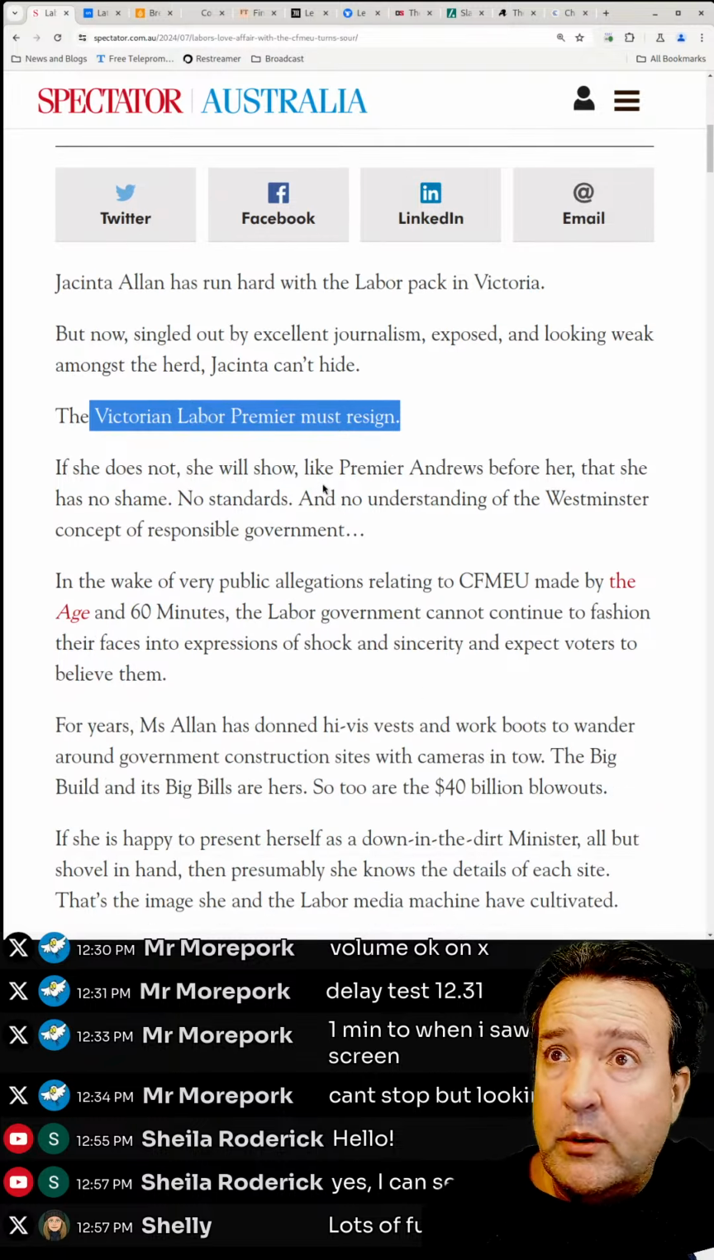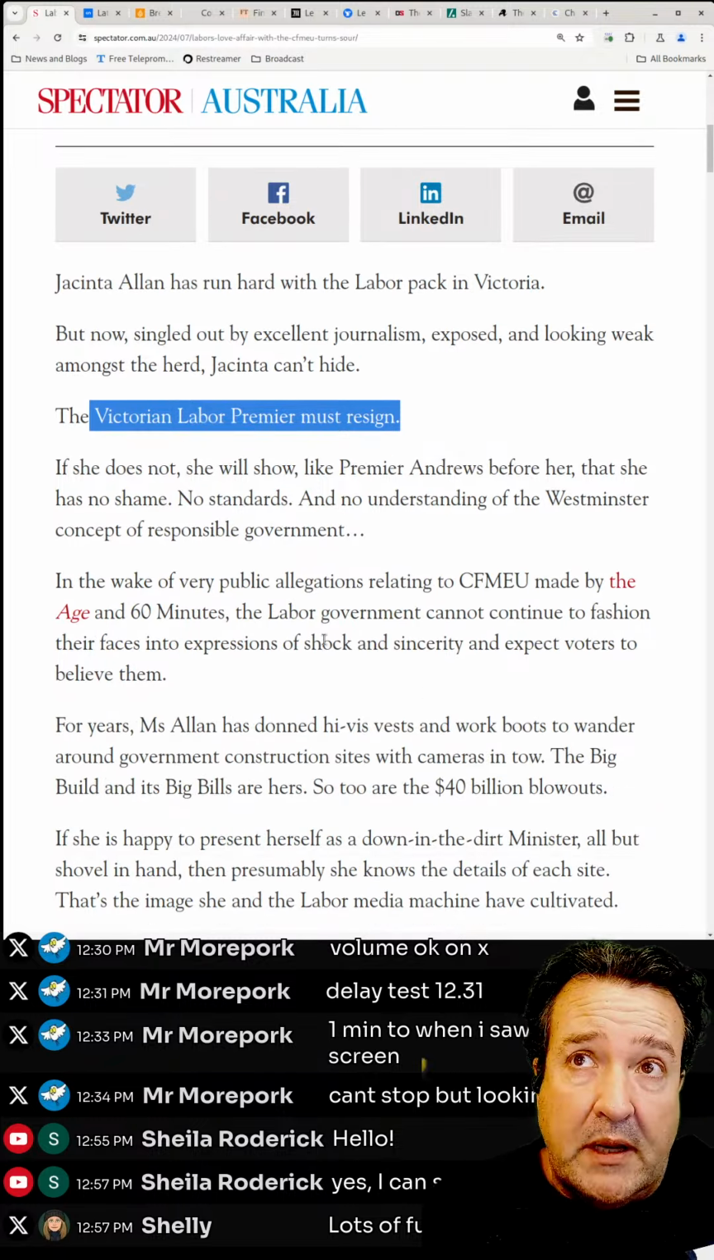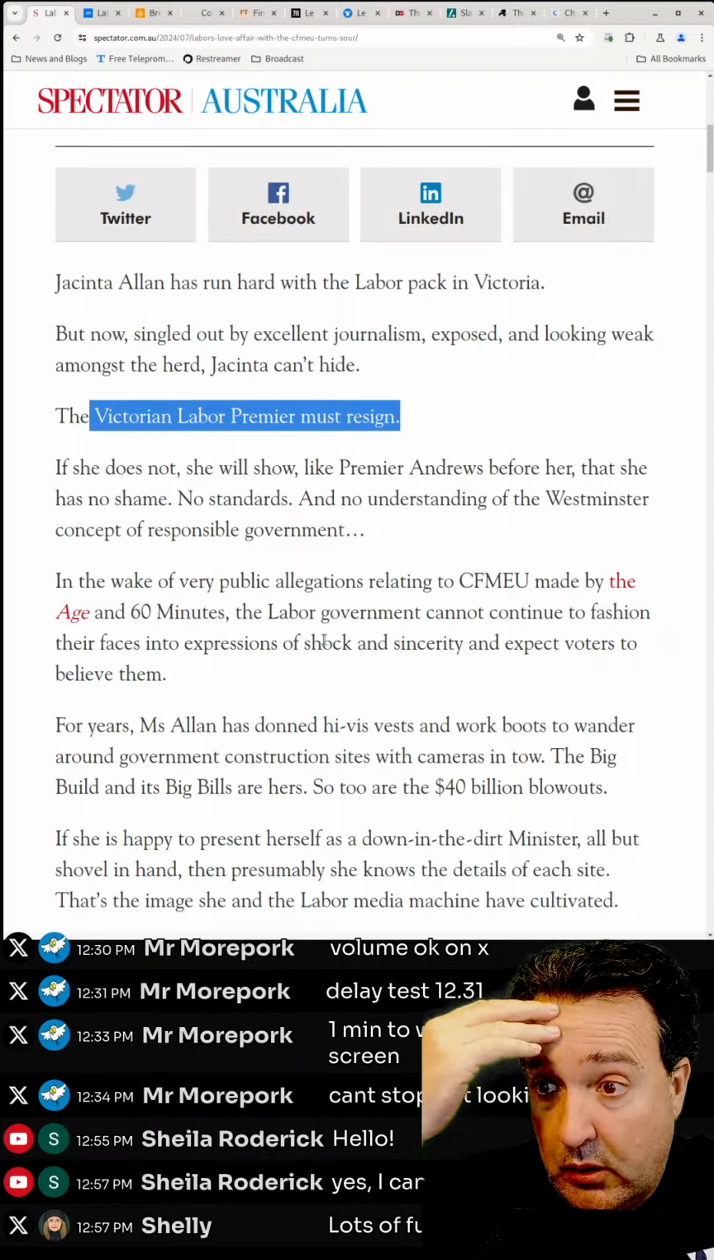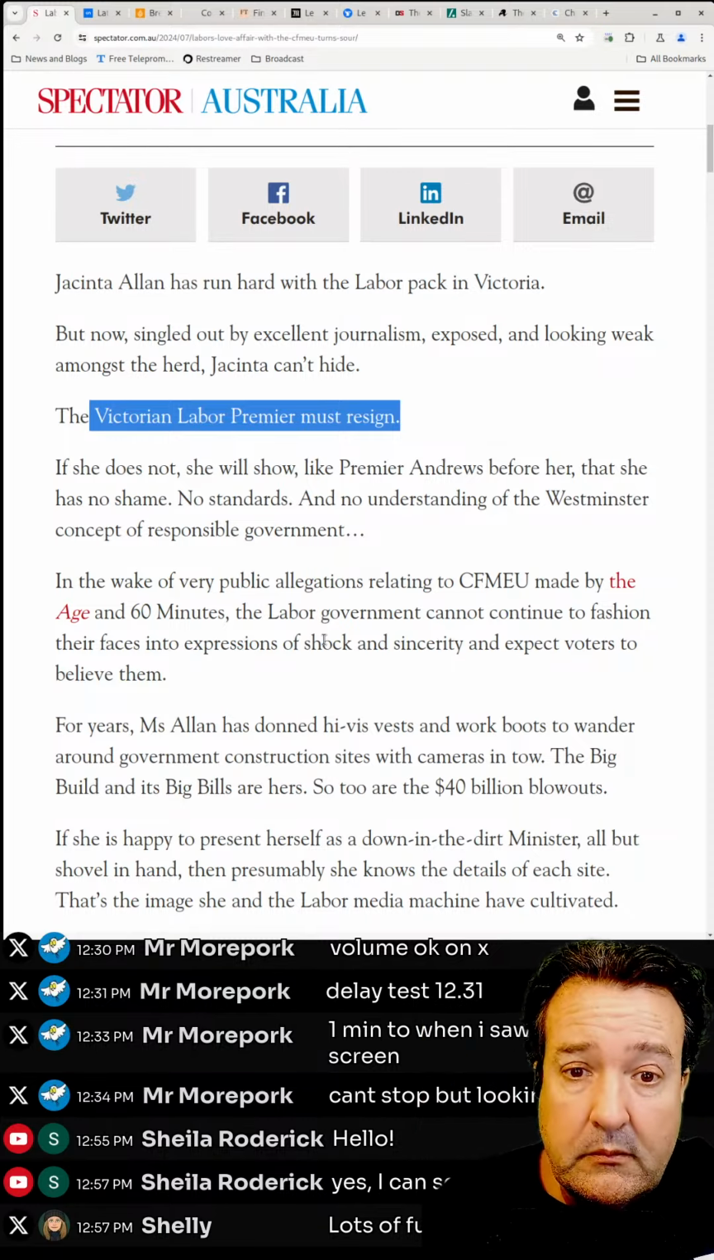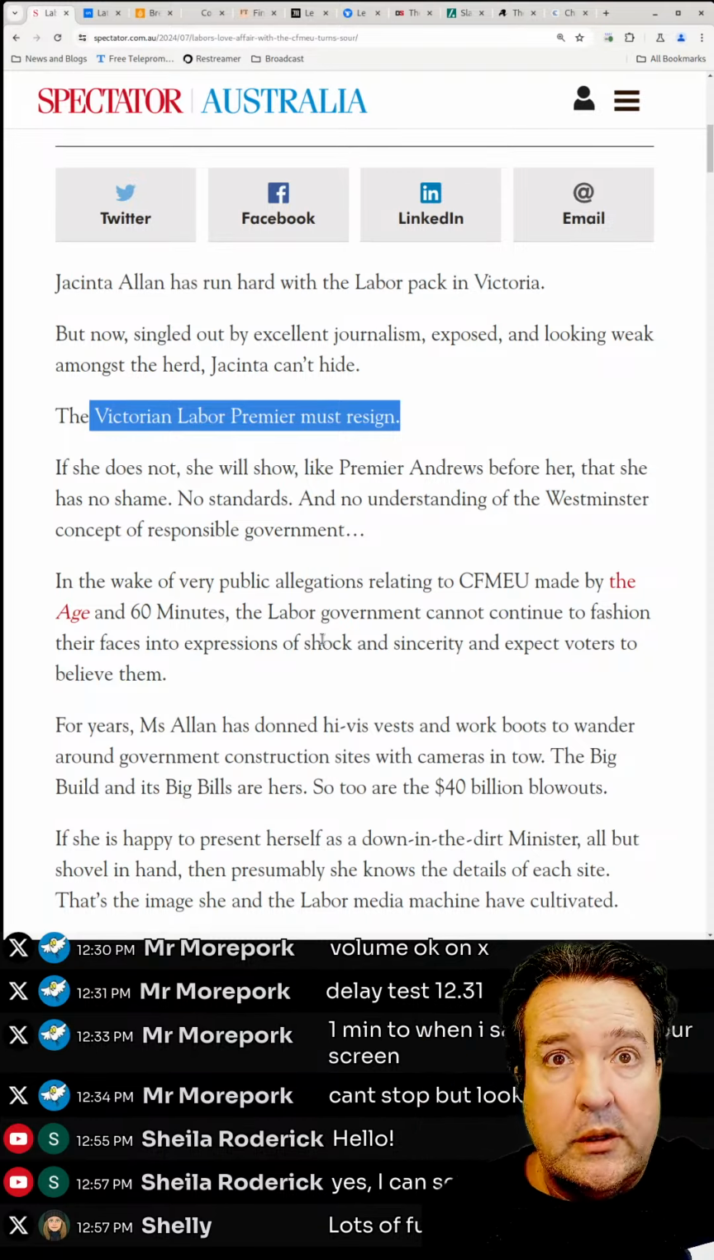So that'll be a story that'll be worth watching, reading. That's on spectator.com.au. That story will emerge, and hopefully some important people are going to jail.